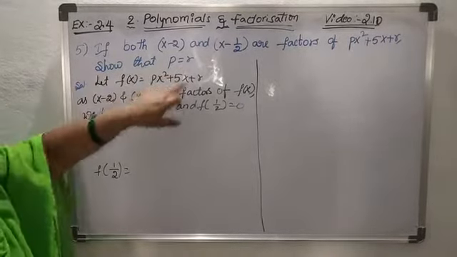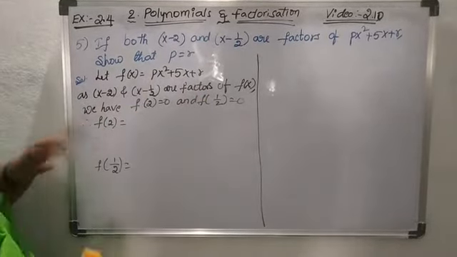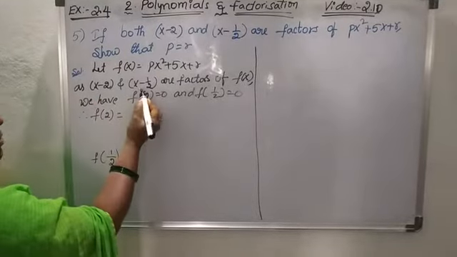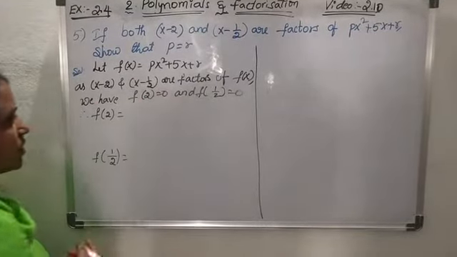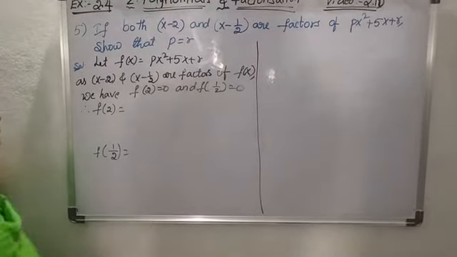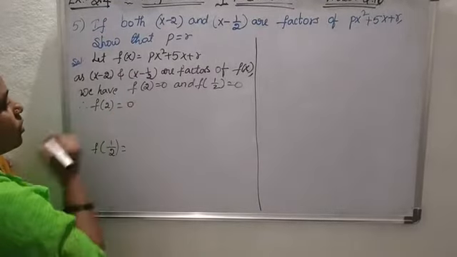As x minus 2 and x minus 1 by 2 are the factors of f of x, these being factors means f of 2 is equal to 0. At the same time f of 1 by 2 is also 0. Now we have to find the value of f of 2 and the value of f of minus 1 by 2. So f of 2 is equal to 0.